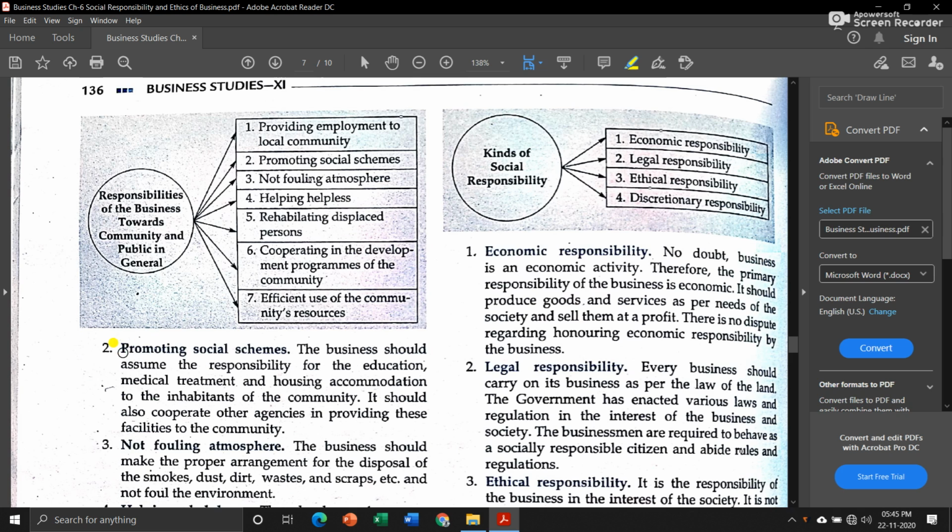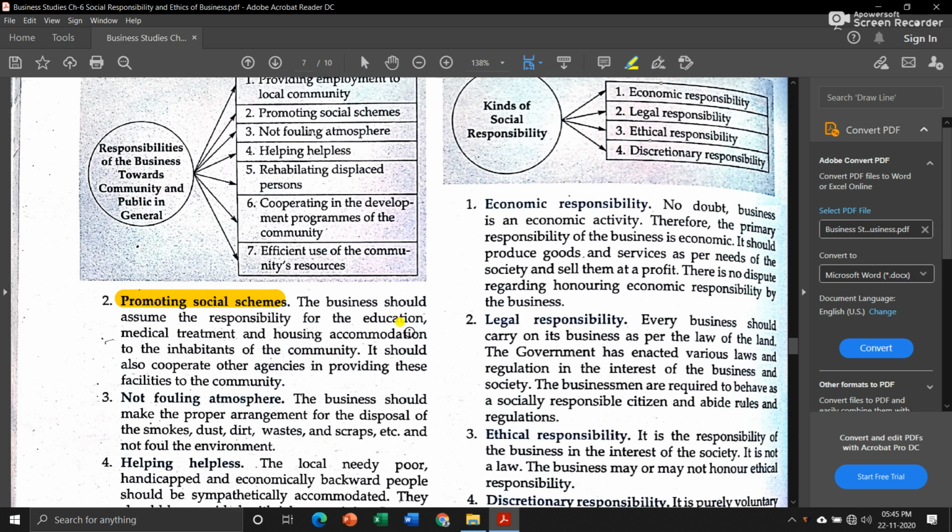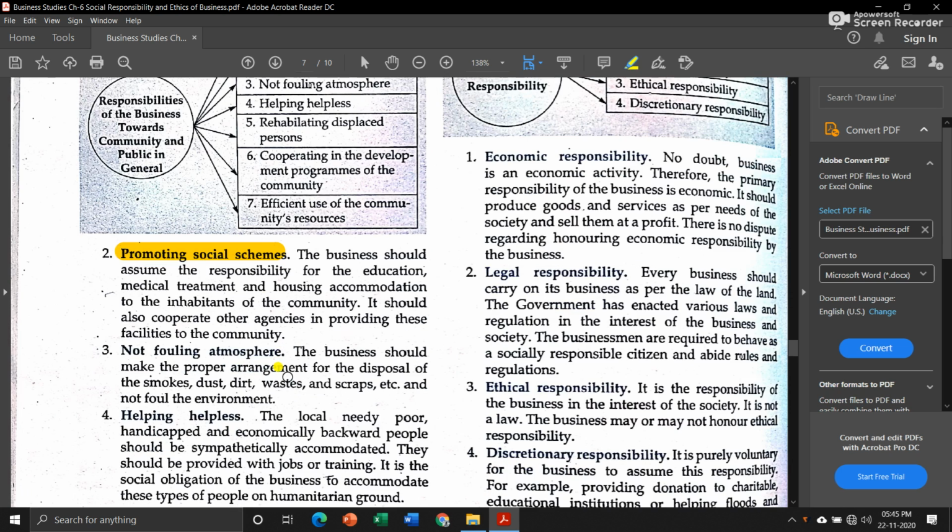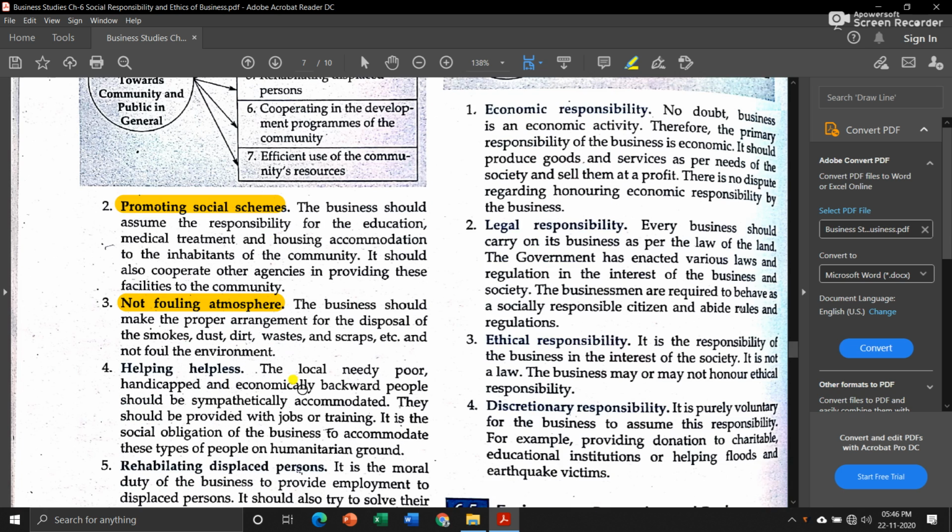Then next is promoting social schemes. The business should assume the responsibility for the education, medical treatment, and housing accommodation to the inhabitants of the community. It should also cooperate with other agencies in providing these facilities to the community. The next is not fouling atmosphere. Means a business should not indulge in producing any kind of smoke, dust, dirt, waste, and scraps, etc. And they should not try to pollute the environment of that particular area.